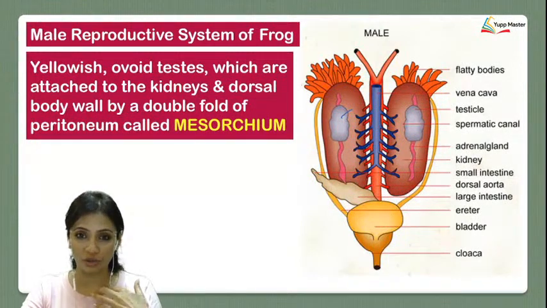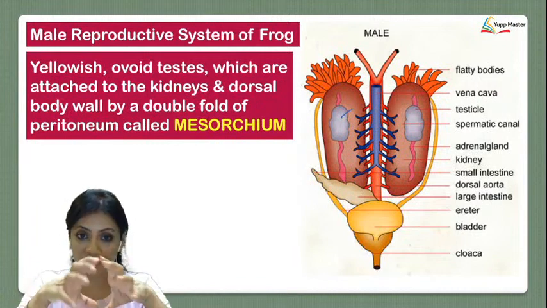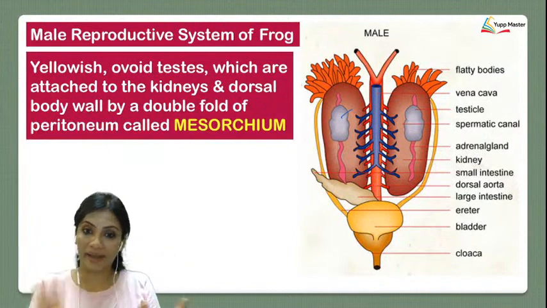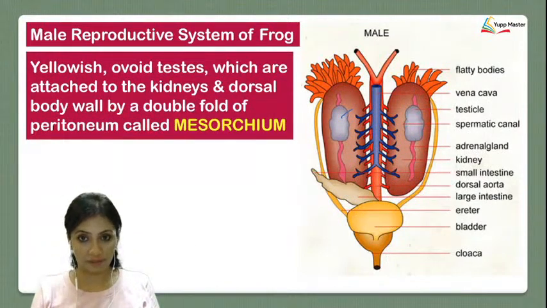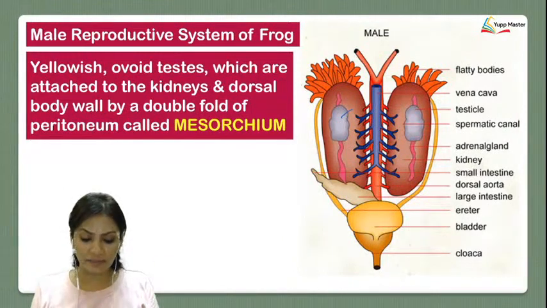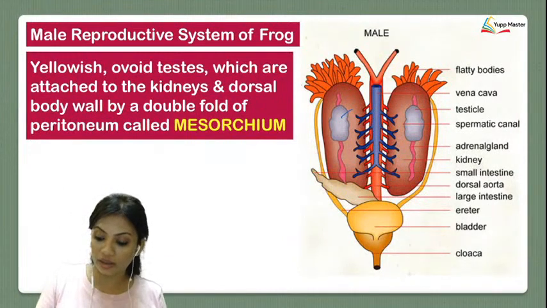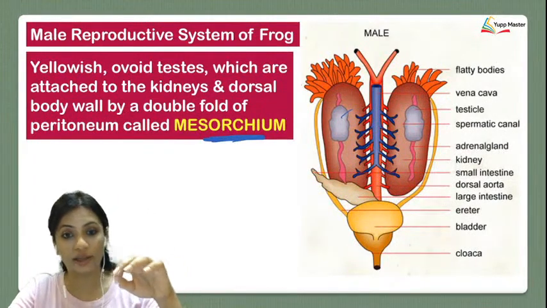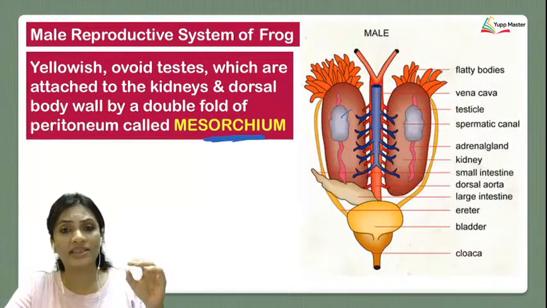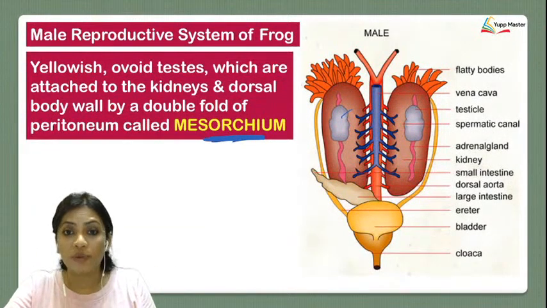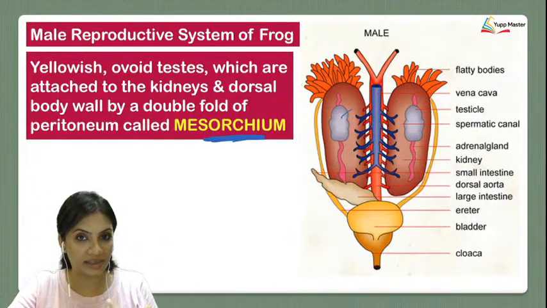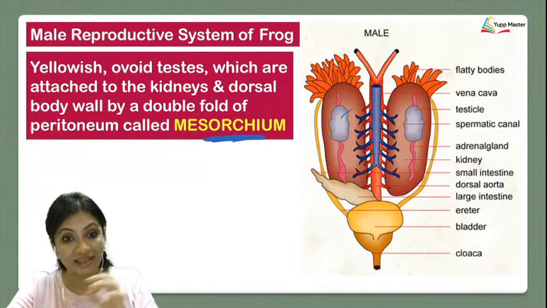Now, double fold of peritoneum means that around these testes, there's going to be peritoneum both on the front side and on the back side. Both sides there's going to be peritoneum. Because it is about the testes, the word used here is orchi. Whenever you have the word orchi, it is indicating testes. So mesorchium is the name of the peritoneum which is found all around the testes.